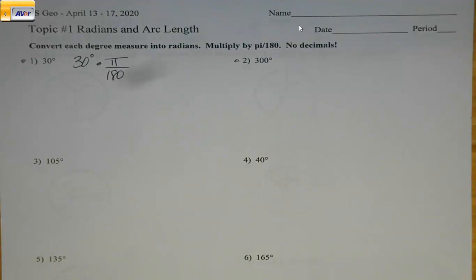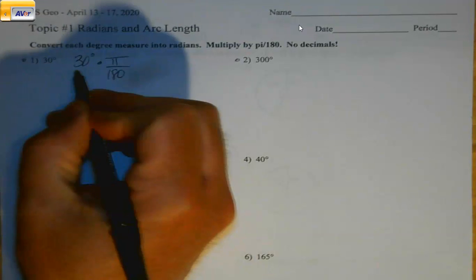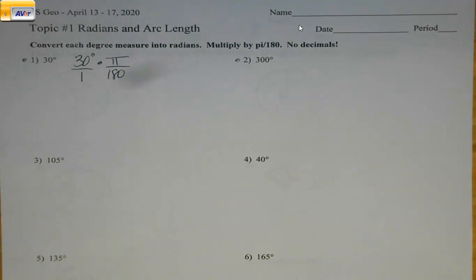We're not going to plug in 3.14, okay? There is a pi button on most calculators. I'll show you the one on this one in a minute, but I don't even want to get into that in the calculator, and I'll show you why. What I typically do is take my degree measure and put it over 1, because fractions times fractions is a lot easier than figuring out where my 30 goes. And I'm going to multiply straight across.